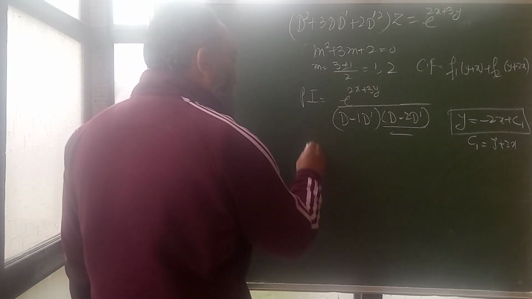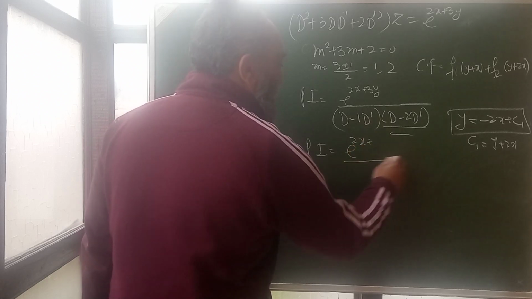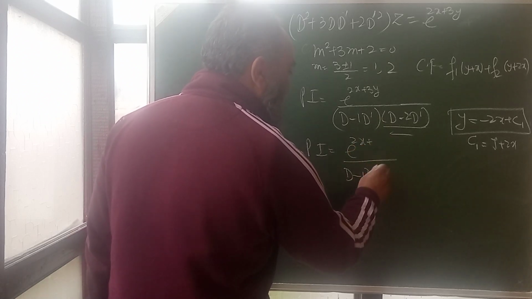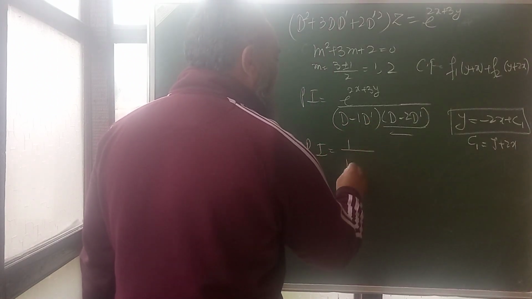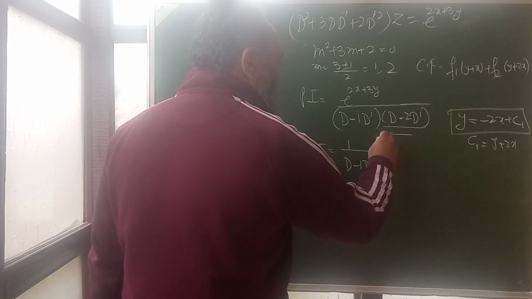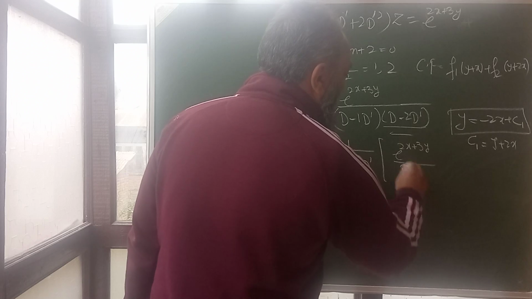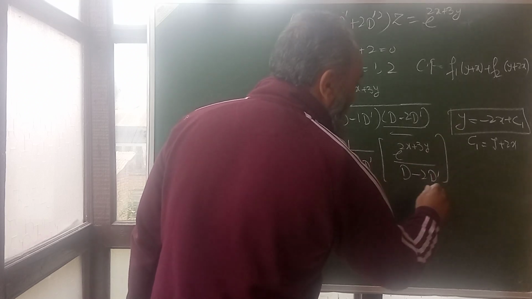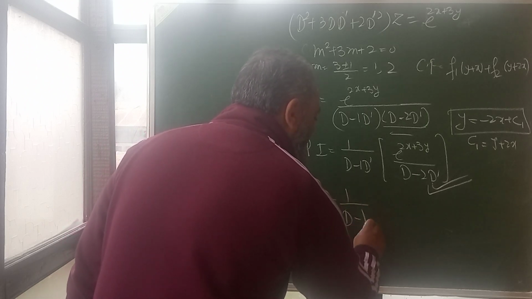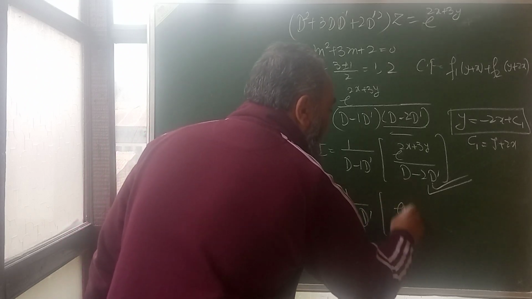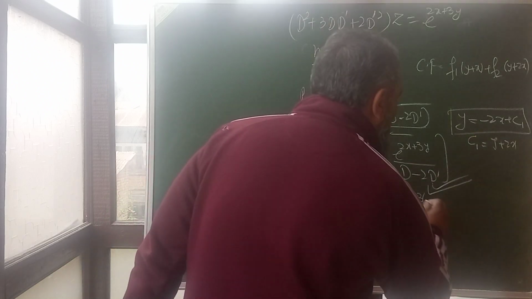So the particular integral is e raised to the power 2x plus 3y, with factors d minus 1 d dash. Now let me write it in this fashion. This factor I have not touched, so I will write it in this form, 2x plus 3y, d minus 2d dash. Now I will be taking up only this factor. So this is 1 upon d minus d dash, e to the power 2x plus 3y. What is y? Your y is minus 2x plus c1.